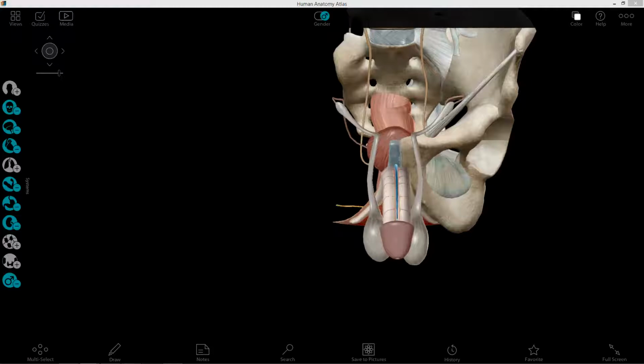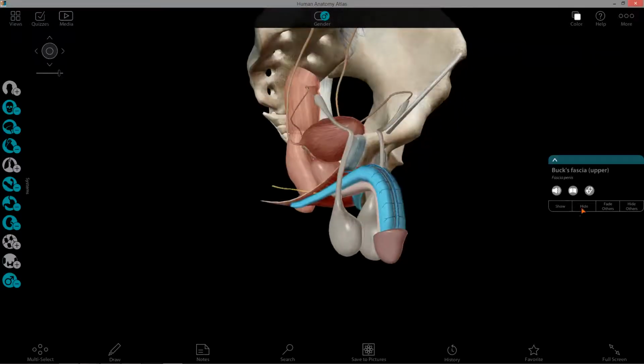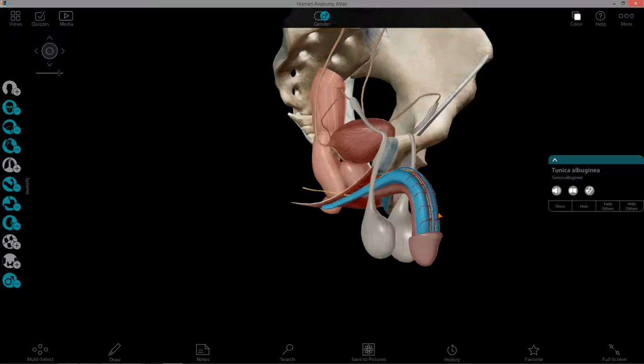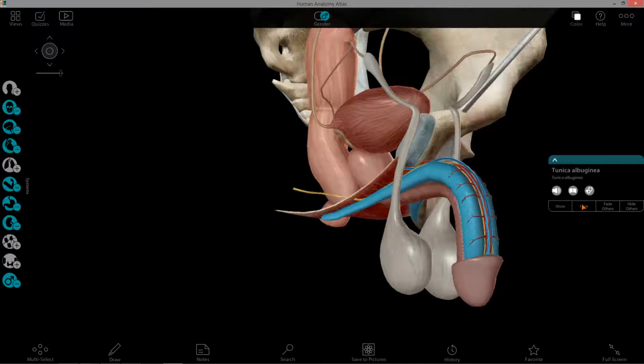Now, on to some deeper structures of the external male genitalia. There is Buck's fascia, as I've highlighted here, and I'm just going to hide that. The upper and lower Buck's fascia. Then there's the tunica albuginea, which I'm also going to hide to expose the corpus cavernosum and corpus spongiosum I was talking about earlier. Just a note on Buck's fascia, it's the deep fascia of the penis, and it is a continuation of the deep perineal fascia, which forms a strong membranous covering surrounding and binding together the corpus cavernosum and the corpus spongiosum.